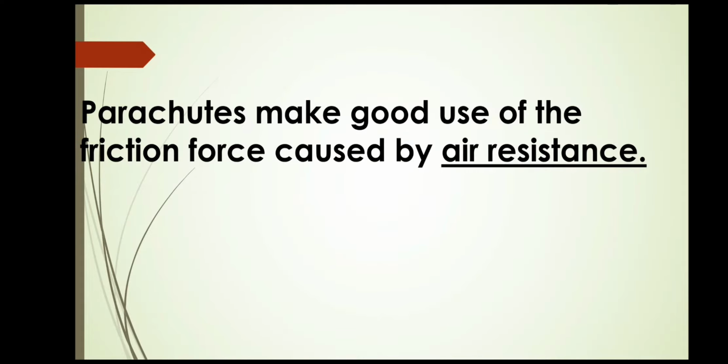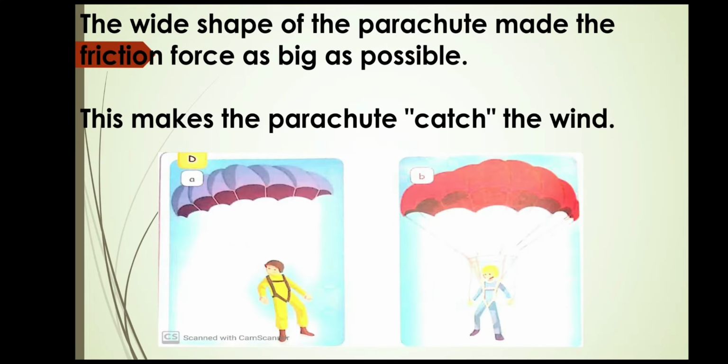Parachutes make good use of friction force caused by air resistance. As we talked before, friction force يعني قوة الاحتكاك caused by air resistance مقاومة الهواء. The wide shape of the parachute makes the friction force as big as possible. So, the wider the shape, the bigger the friction force. This makes the parachute catch the wind.